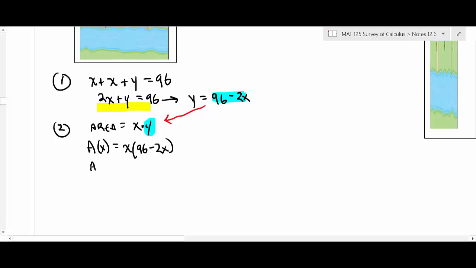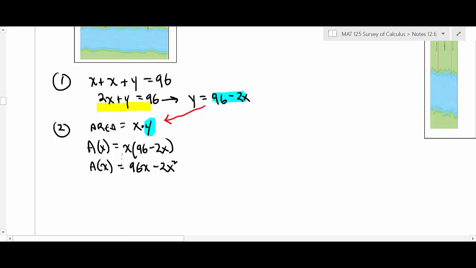So let's go ahead and just multiply this out. So that's A of x equals 96x minus 2x squared. Okay, so see, that's the key to the problem, getting down to a point where you're ready to do the calculus. Okay, you guys with me so far?